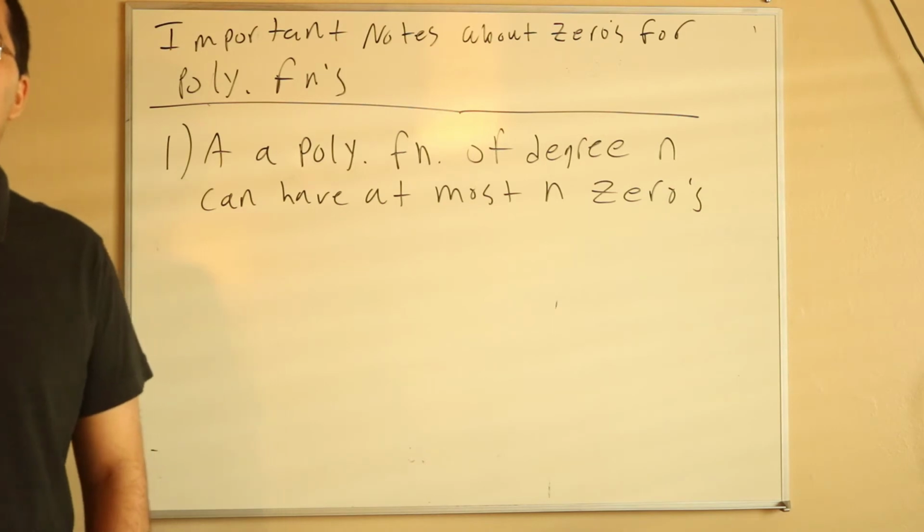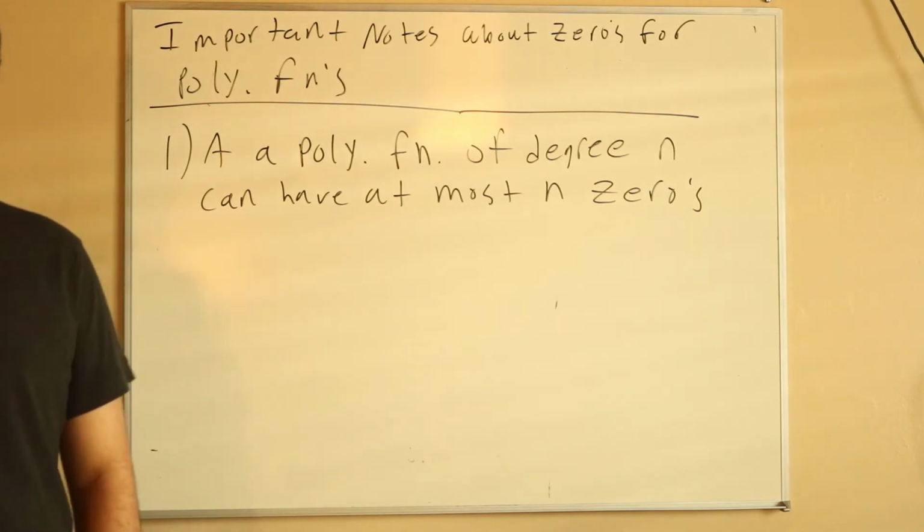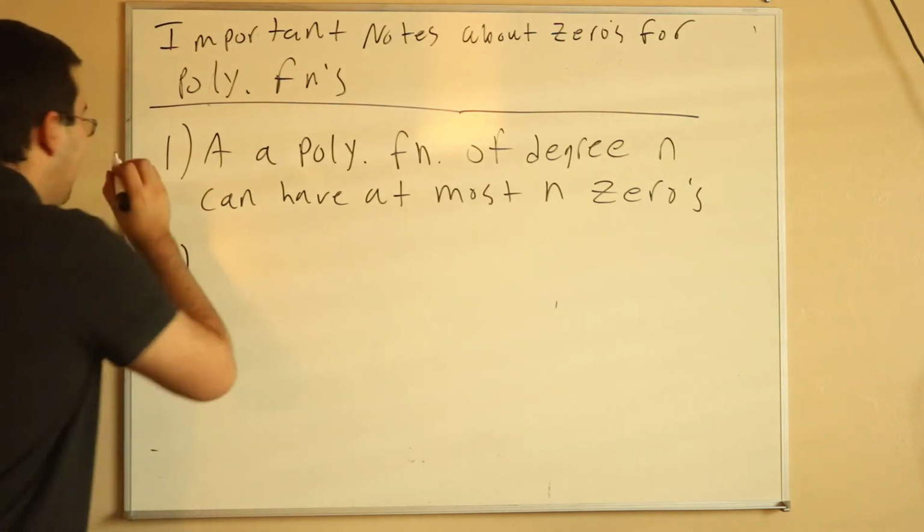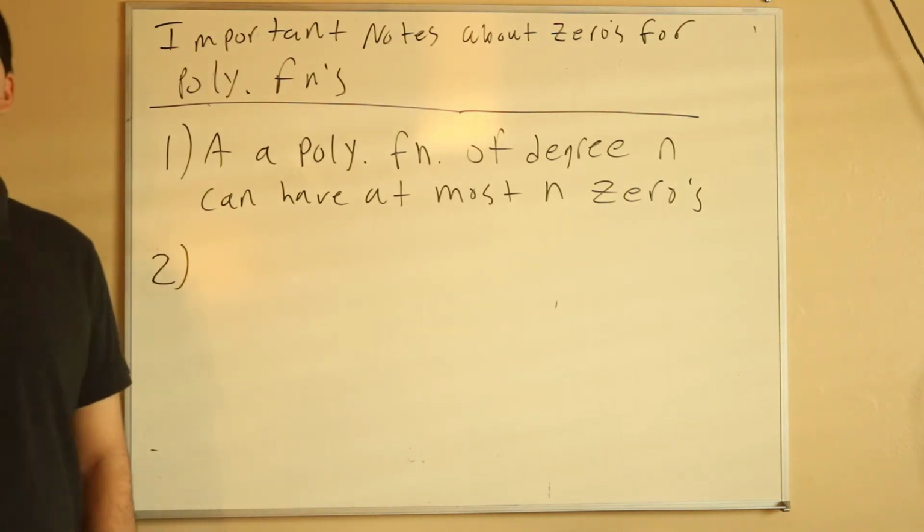Now we're generalizing it right here. If I have a polynomial of degree n, then at most it can have n zeros, right? So, a very interesting and a very important thing to understand for polynomials.